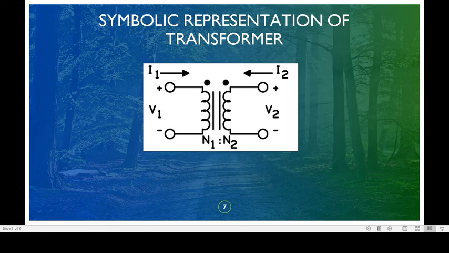Now this is a symbolic representation of a transformer. Here the supply voltage V1 is there and the terminal voltage V2 is there. Current I1 is flowing through the primary winding, and I2 is flowing through the secondary winding. This is the primary winding with turns N1, and this is the secondary winding with turns N2. Here the power is transferred from the primary winding to the secondary winding. In both the windings, the voltage and current are different, but the frequency of the power always remains the same. There is no electrical connection between the primary winding and the secondary winding. They are connected by mutual induction, that is, one coil excites the other coil.